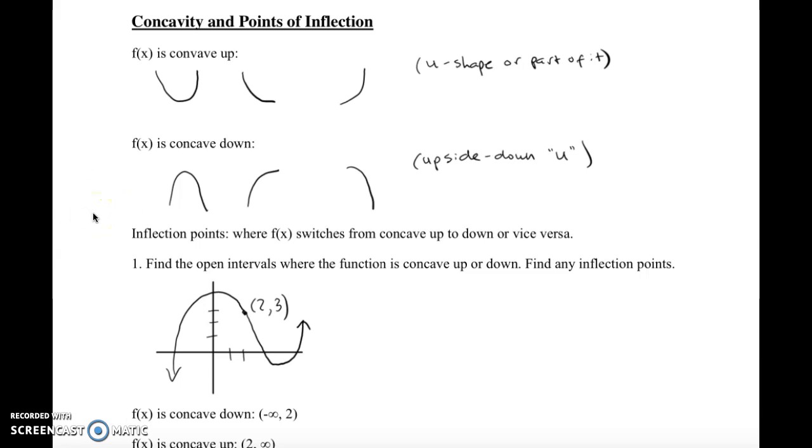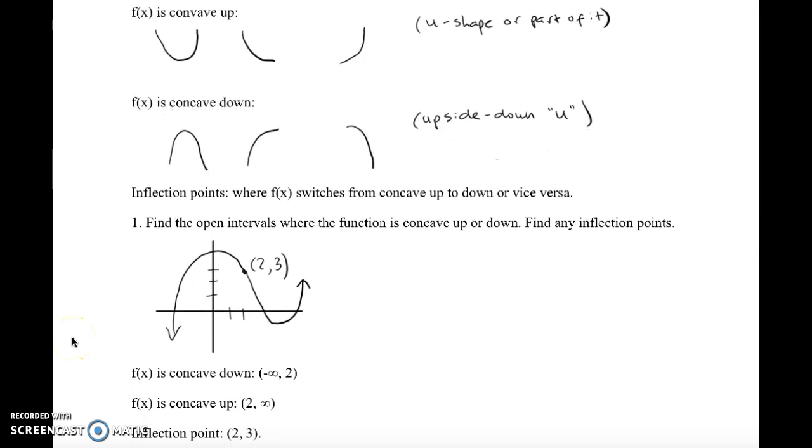Also, f of x is concave down if we're looking at that upside down parabola shape, that upside down U, or parts of that upside down U. Our inflection point is just where f of x switches from concave up to concave down or vice versa. It's that point where that flip actually occurs, right?